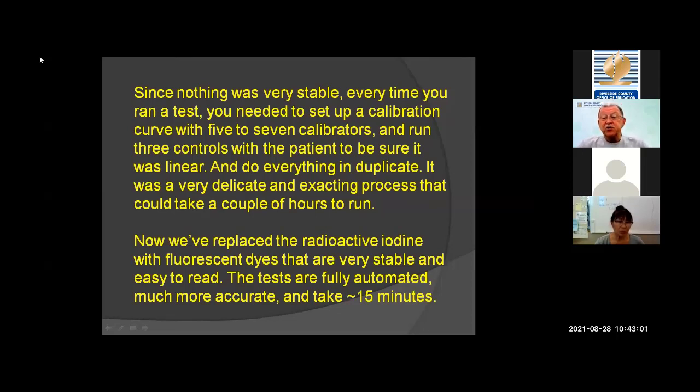Now, running digs, we replaced the radioactive iodine with fluorescent dyes that are stable and really easy to read. Tests are fully automated, much more accurate, and you put it on the analyzer, and in 15 minutes, the results pop up. So it's a great deal cheaper to run, and we're not using any kind of dangerous radioactivity. This ends up actually being more accurate than the first method.